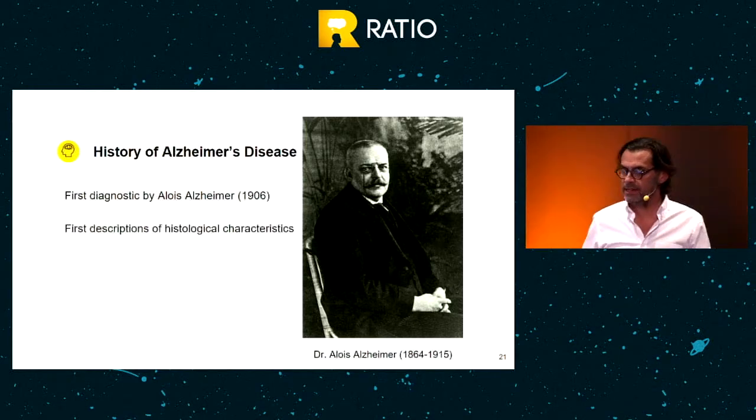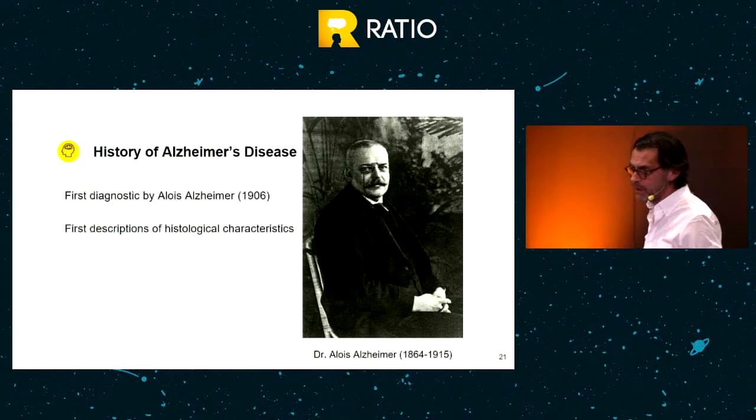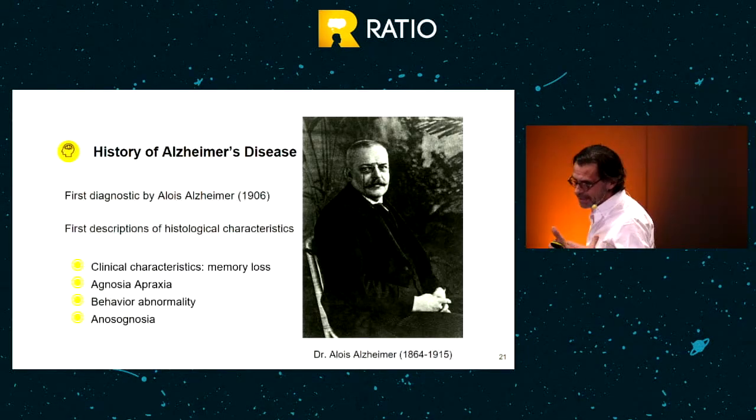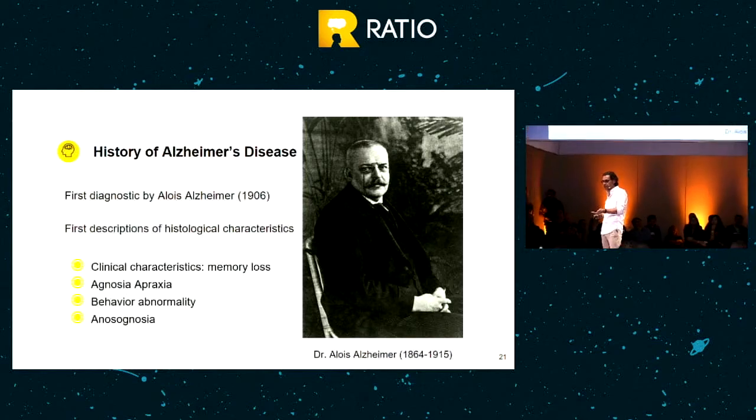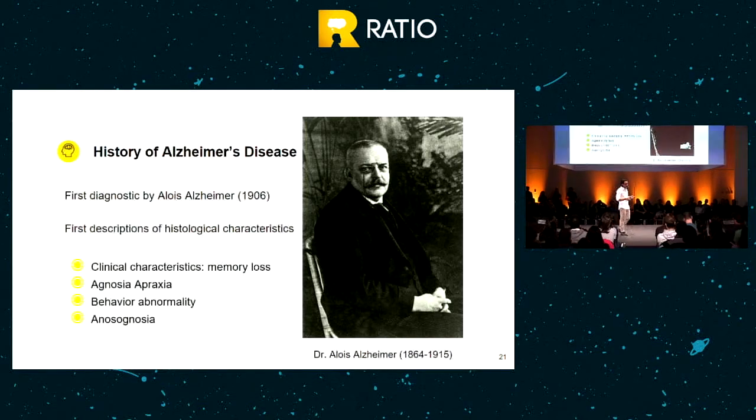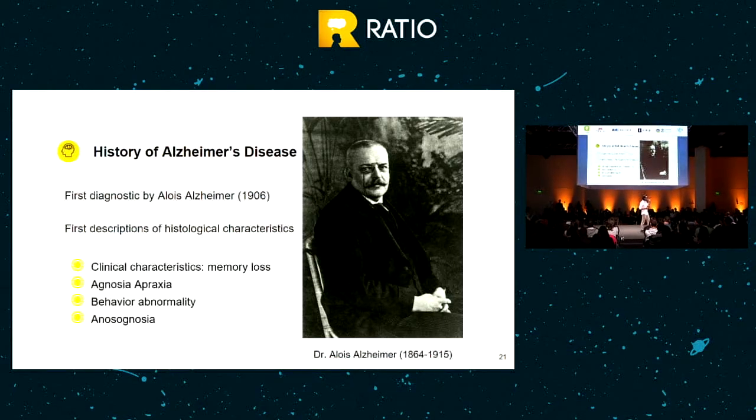He described the first case of a woman who was suffering from the clinical characteristics of Alzheimer's disease: memory loss, agnosia and apraxia. Agnosia means she wasn't able to recognize people that she used to recognize. Apraxia means she could not use the tools that she knew how to use before, a toothbrush, a fork. And she had abnormal behavior. And anosognosia means that she wasn't aware that she was sick. So you had really the characteristic clinical features of someone who doesn't know she's sick and doesn't have the ability to generate new memories.